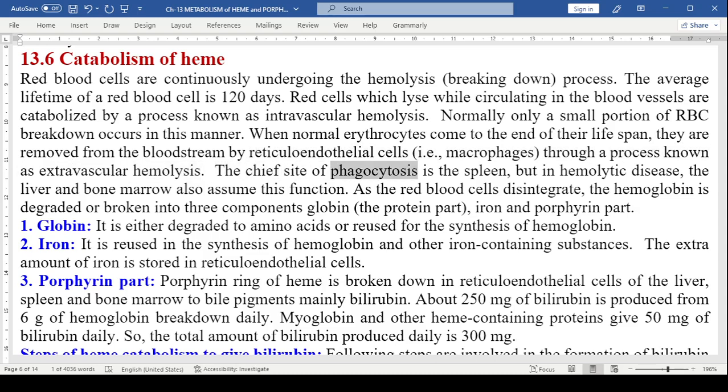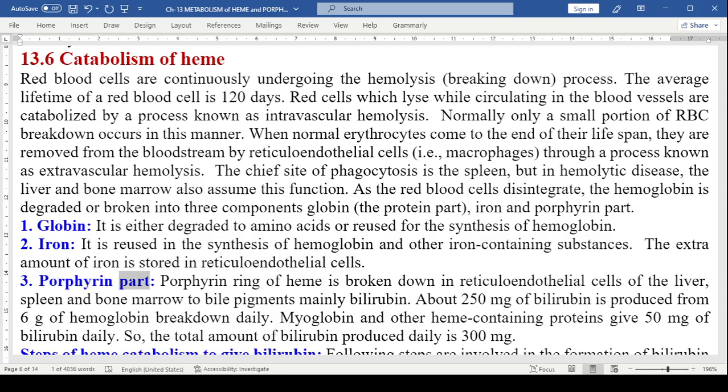The chief site of phagocytosis is the spleen, but in hemolytic disease, the liver and bone marrow also assume this function. As the red blood cells disintegrate, the hemoglobin is degraded or broken into three components: globin, the protein part, iron, and porphyrin part. 1. Globin, it is either degraded to amino acids or reused for the synthesis of hemoglobin. 2. Iron, it is reused in the synthesis of hemoglobin and other iron-containing substances. The extra amount of iron is stored in reticuloendothelial cells.